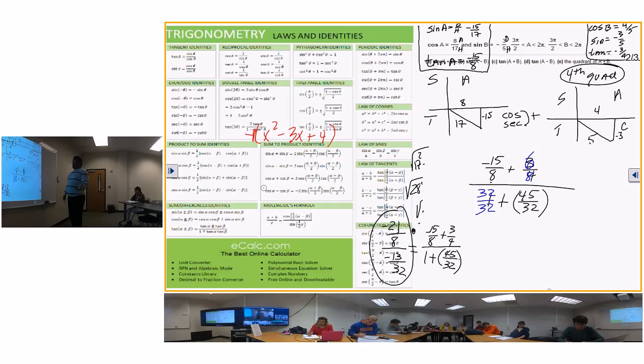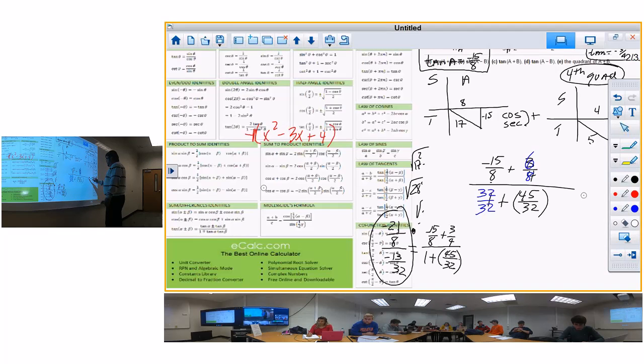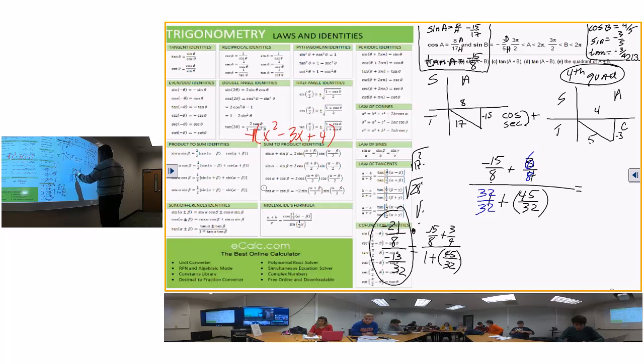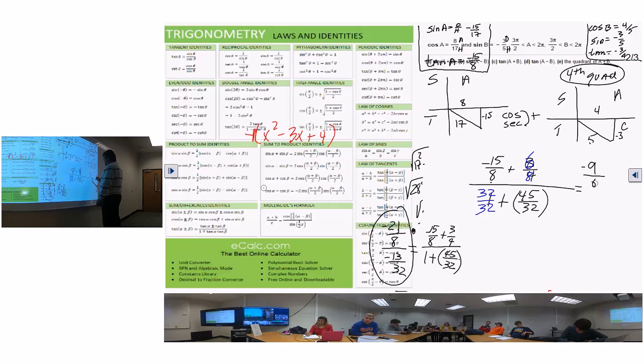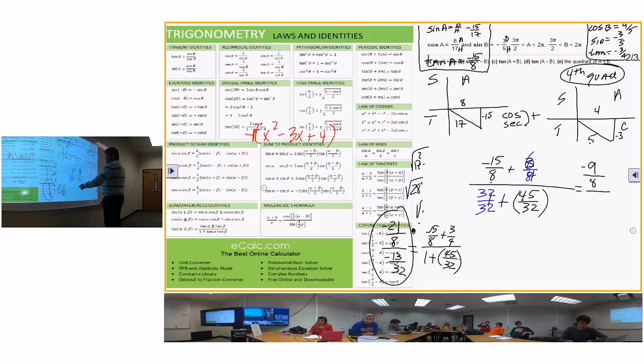Could I have changed everything into 32s? Yes. You can do that. That's up to you. I don't care, because you got to reduce it at the end anyway. So I'm going to get, what's negative 15 plus 6? Negative 9. Over 8 divided by 32 plus 45 is 77.